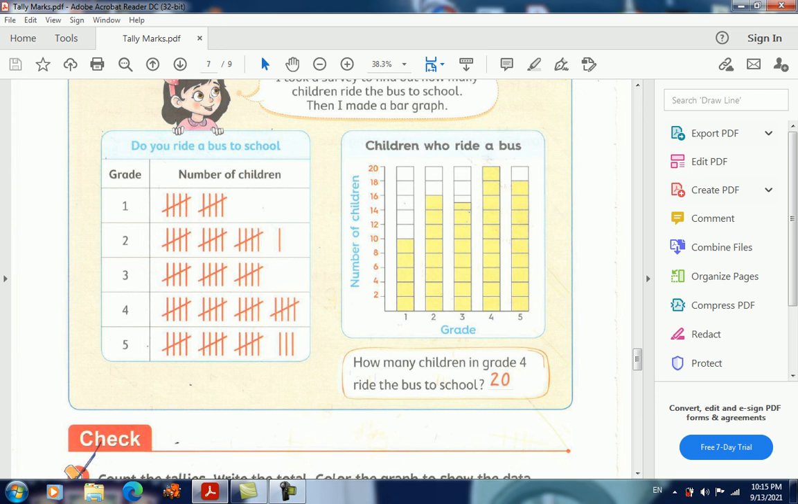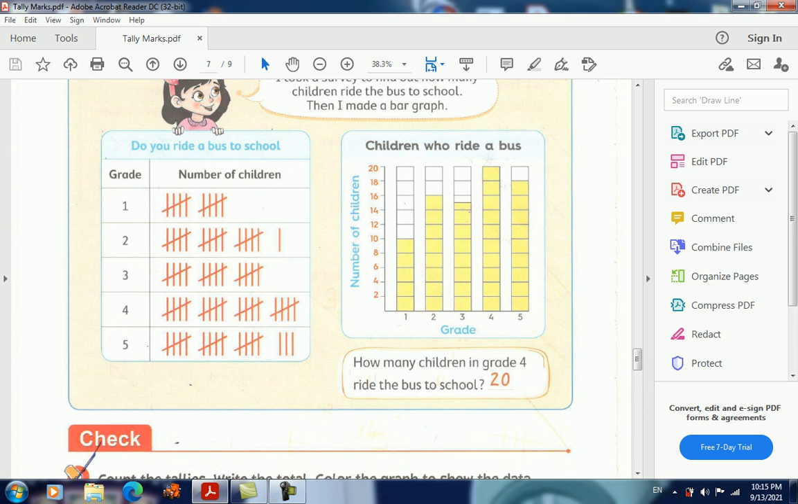Then she did them in a table like shown. Children who ride a bus, grade and number of children, and she did a bar for each grade, and she made a scale of 2's, and this is possible here because the maximum number we got is 20. So it's possible to divide up in 2's. And of course it's not good to divide up in 5's.